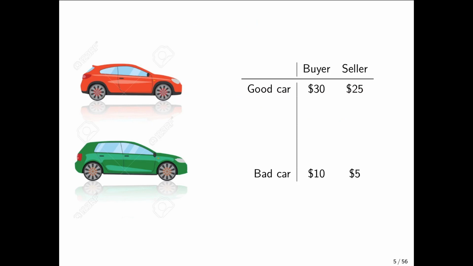And let's see what happens then. The buyer, not knowing whether he or she is buying a good used car or a bad used car, is only willing to pay for the expected value of the car. Half the cars are good, so half times 30, and half the cars are bad, so half times 10. And so the buyer is willing to pay up to $20,000 for a car with uncertain quality.